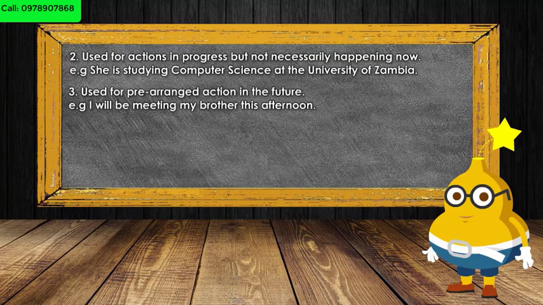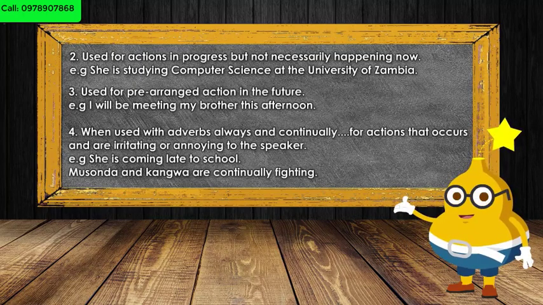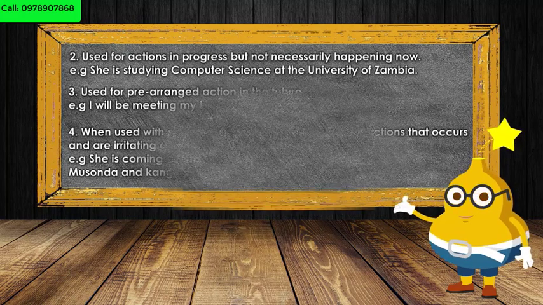When it is used with adverbs like always and continually, the present continuous tense is used for actions that occur frequently and are irritating to the speaker. For example, sentences, she is always coming late to school. Musonda and Kangwa are continually fighting.